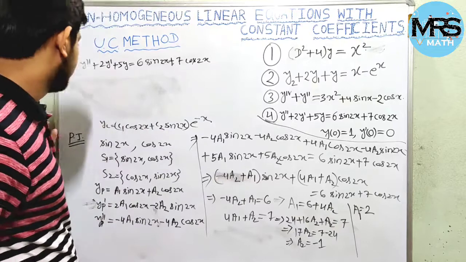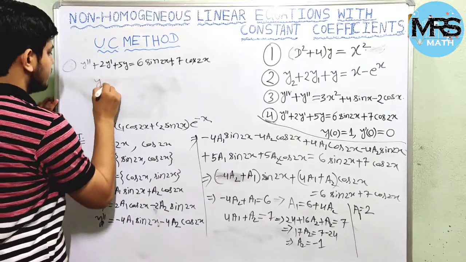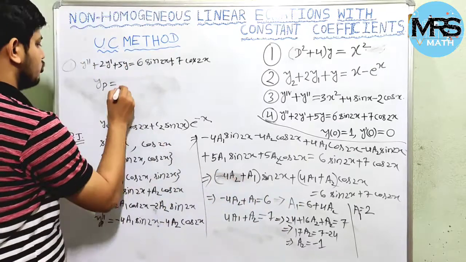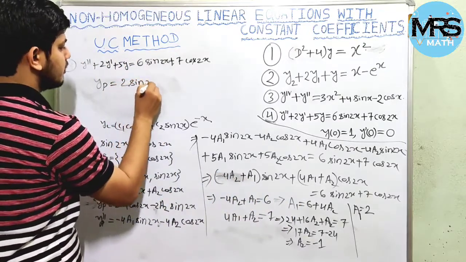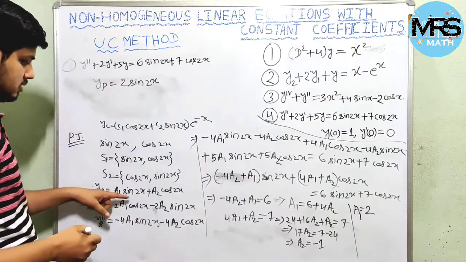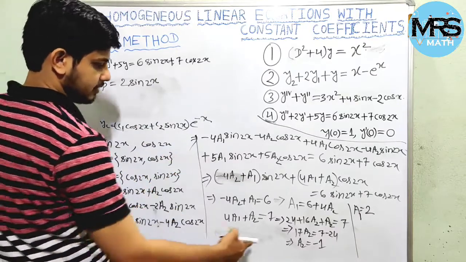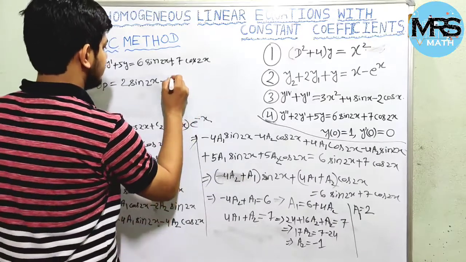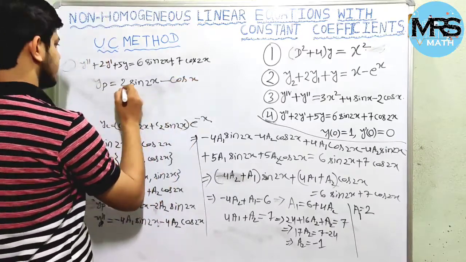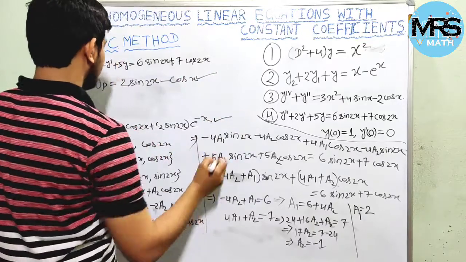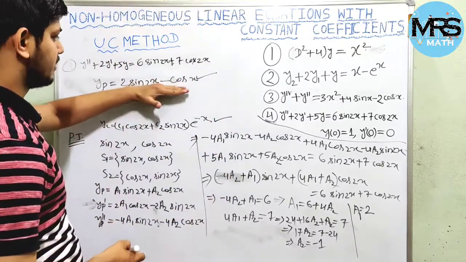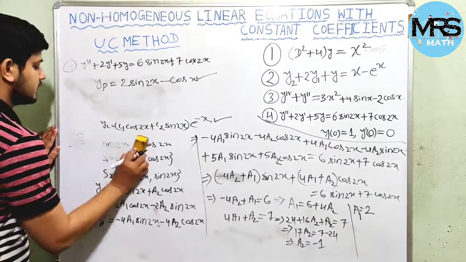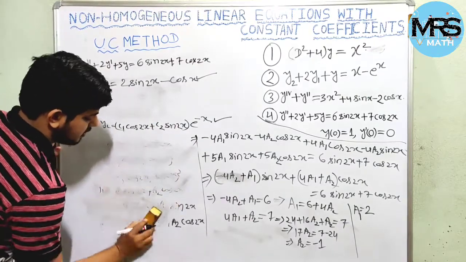Okay, so what we can get then, yp is equal to a1 sin 2x, that means 2 sin 2x, correct, plus a2 cos x, that means minus cos x. Okay, so this is our yp and this is our yc. So the general solution will be equal to the sum of these two, correct?